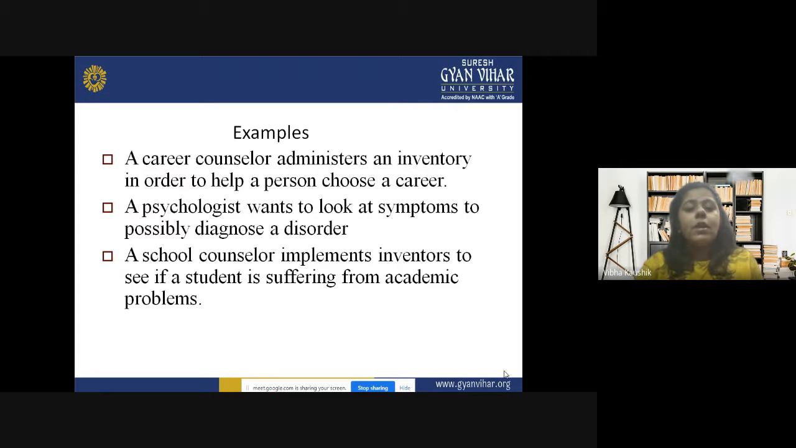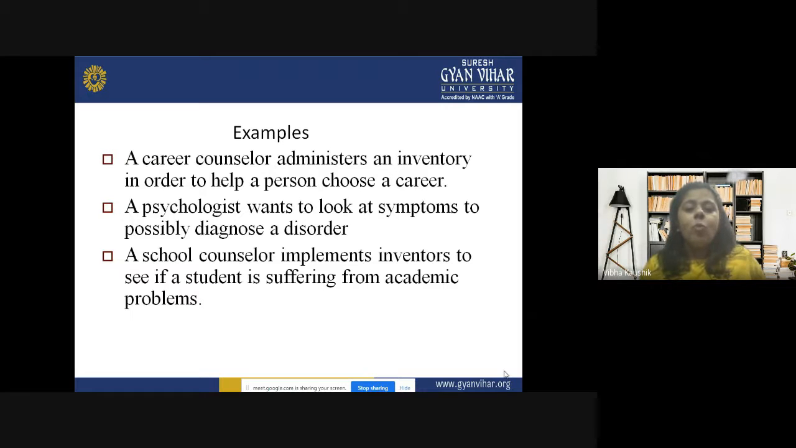Now, the examples: a career counselor administers an inventory in order to help a person choose a career. Means a career counselor administers a personality inventory on the students, and on the basis of their answers, on the basis of their opinion, that counselor is able to help a person to choose a particular career, that in that field you have to select or choose your career.